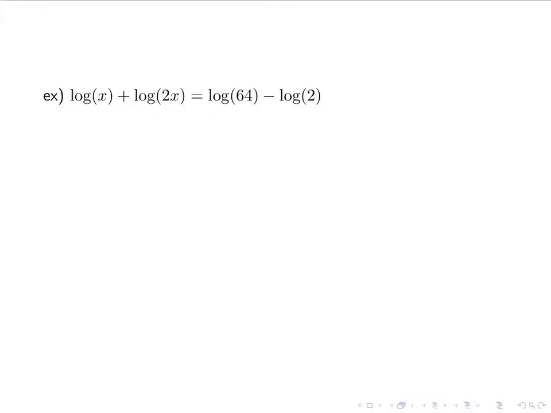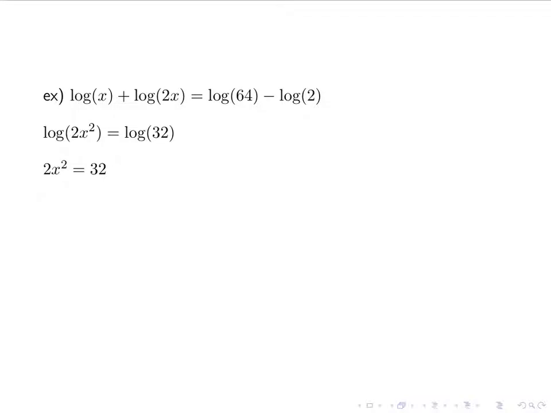So let's try another one. Log of x plus log of 2x equals log of 64 minus log of 2. So again, we have to combine our logs. So on the left, I've got addition, so I'm going to multiply them. So x times 2x is 2x squared. On the right, I have subtraction, so I'm going to divide. 64 divided by 2 is 32.